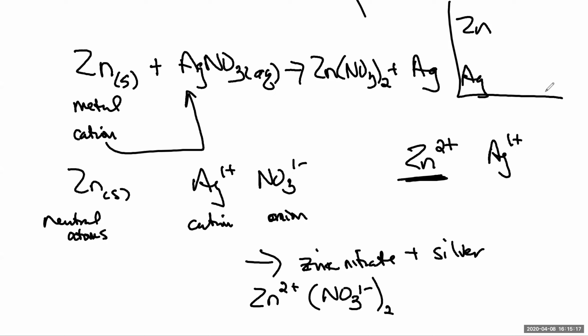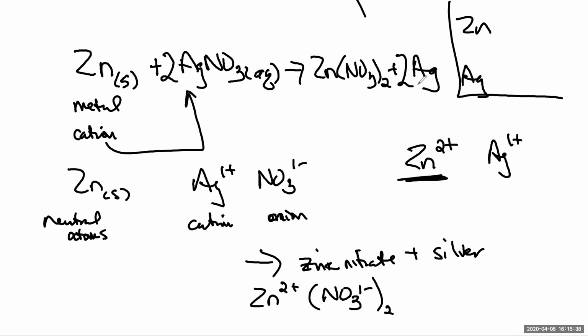what's going to be true is I have to then balance the equation. So in my equation, I have 1 zinc and 1 zinc. I have 1 silver and 1 silver, but I have 1 nitrate, and over here I have 2 nitrates. So I'm going to need to put a 2 in front of the silver nitrate, but now I have 2 silvers. So I'm going to need to put a 2 in front of the silver.